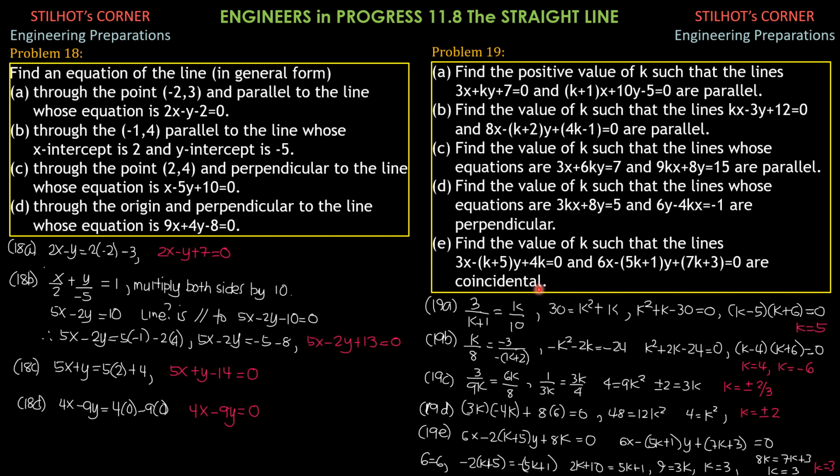So for sure, we simply equate corresponding coefficients because that's the condition for coincidental lines or same lines. So since the second line is 6x, this is only 3x, we multiply this by 2 to have the same first term here. So multiplying this equation of line by 2, it becomes 6x minus 2 times quantity k plus 5y, then 2 times 4k is 8k equals 0. So that's why 6x here, so 6 equals 6.